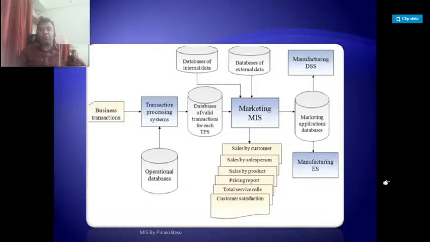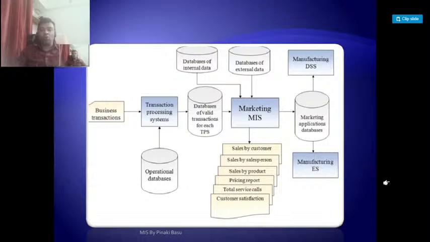Pricing report: what is your pricing, what is your competitor's pricing, how much pricing you are giving, what kind of discounts you are giving, and what schemes you are using to promote your product. So ultimately you will understand how much I have spent to promote this particular product and what my profit was. This also comes under the pricing method.